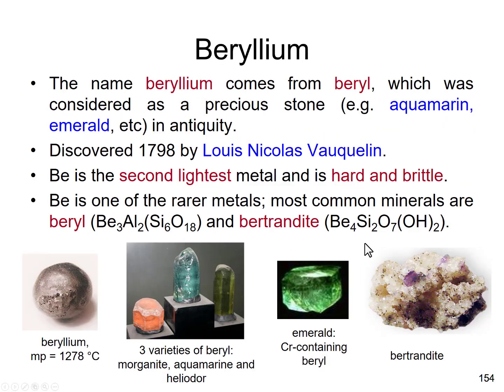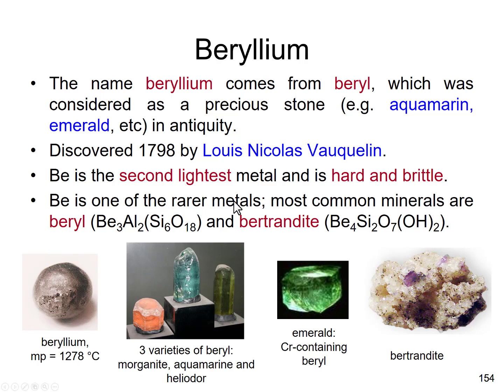Now let's focus on beryllium. The name beryllium comes from beryl, which was considered a precious stone. Examples of these precious stones are aquamarine, emerald, and many others. The element was discovered in 1798 by the French chemist Louis Nicolas Vauquelin. Beryllium is the second lightest metal and is hard and brittle.